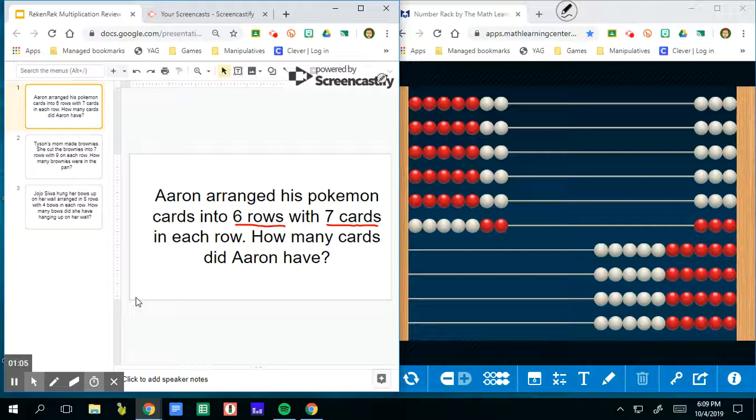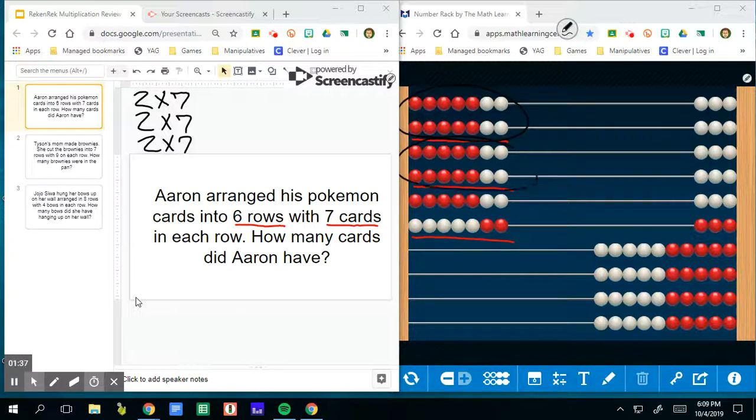So now to solve it, instead of counting each bead, when you're multiplying times 6, basically you have different sets of 2. So here's a set of 2 rows, there's a set of 2 rows, and there's a set of 2 rows. So this means that I've got 2 times 7, 2 times 7, and 2 times 7. Because this is 2 times 7, this is 2 times 7, and this is 2 times 7.